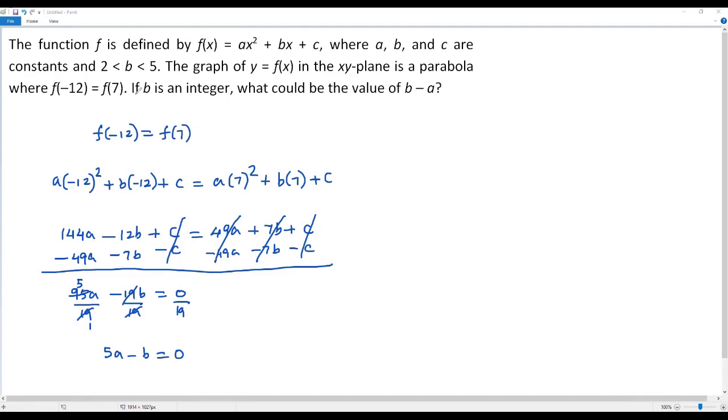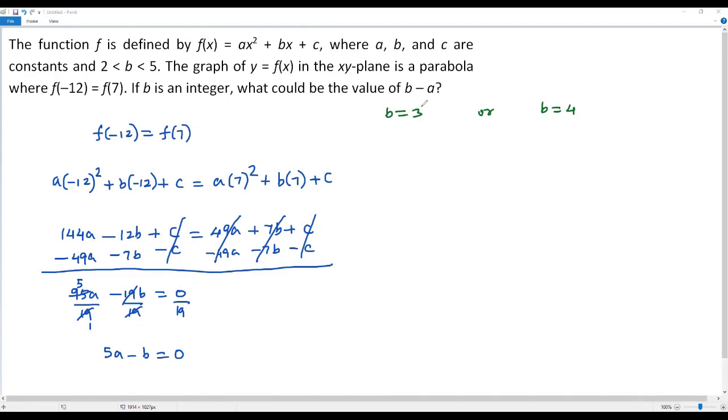Now, let me consider some information in the question. The value of b is between 2 and 5, and also b is an integer. Now, we have to consider the integer values between 2 and 5. There are only two integer values, 3 and 4. So, we can consider those two integer values for b. That is, b equals 3 or b equals 4. Now we have to evaluate the value of a in this equation when b equals 3 and also when b equals 4.